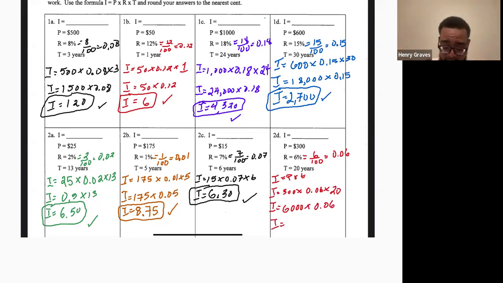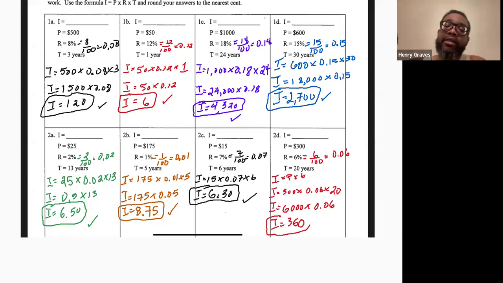Times 0.06. Yeah, I was right. 360. So he has to pay $360. He has to pay over 20 years, right? And borrow $300. He has to end up paying back $660 over time. So I hope you guys are seeing the pattern that's going on here.